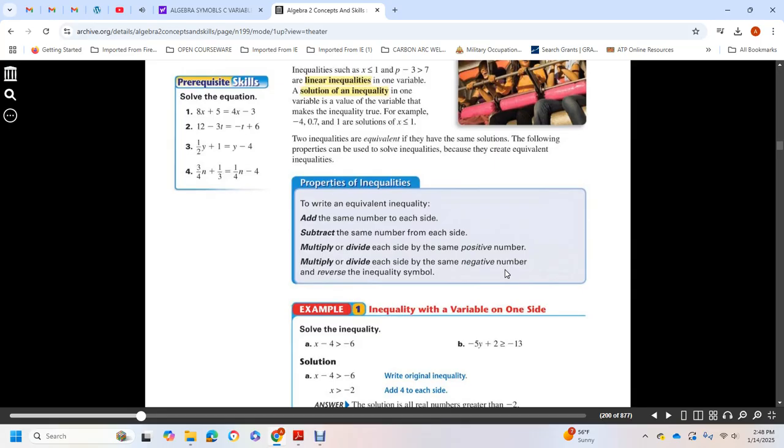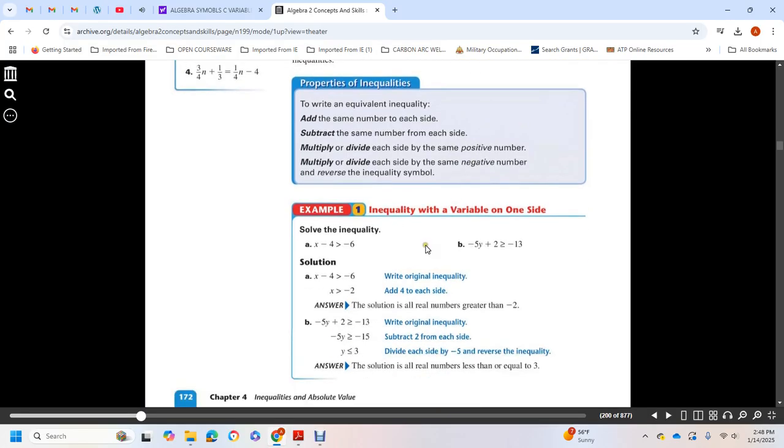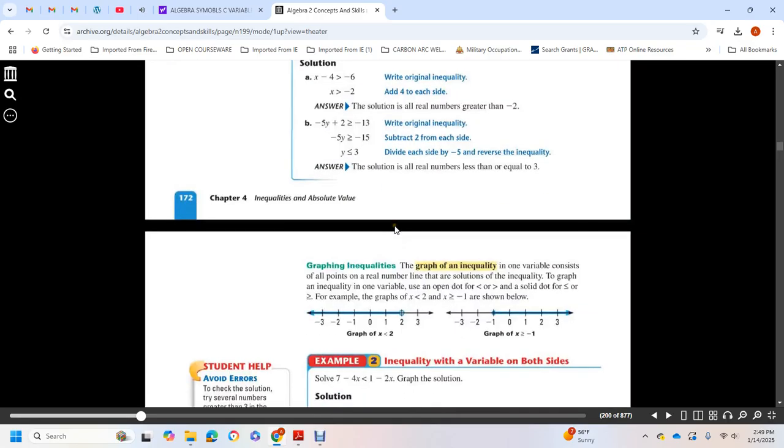Add the same number to each side. Subtract the same number from each side. Multiply and divide each side by the same positive number. Multiply and divide each side by the same negative number and reverse the inequality sign. So on multiplying and dividing each side by the same negative number, reverse the inequality. So if you have a negative number, you're going to want to reverse the sign.